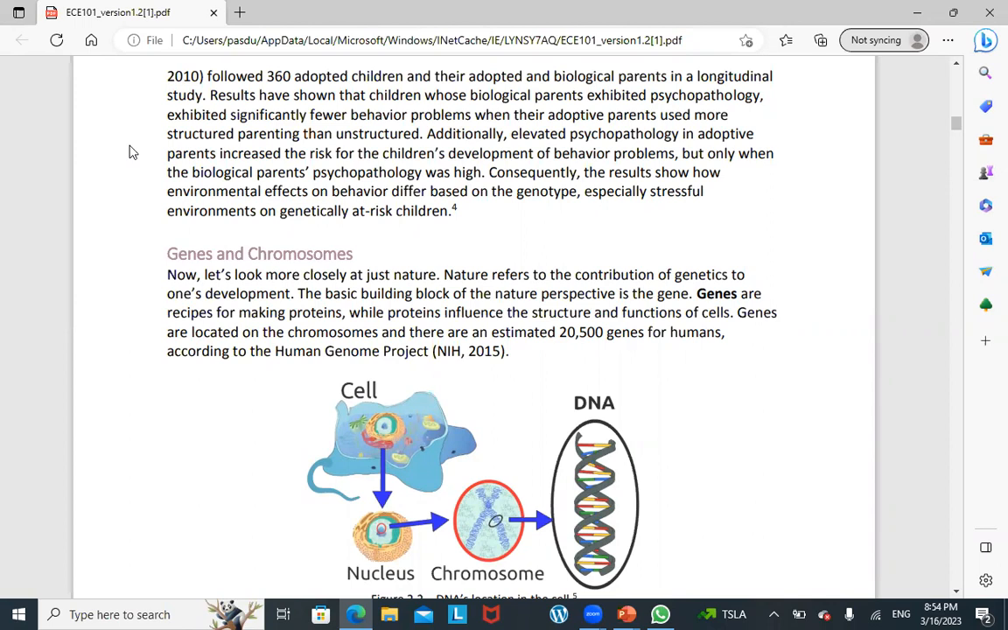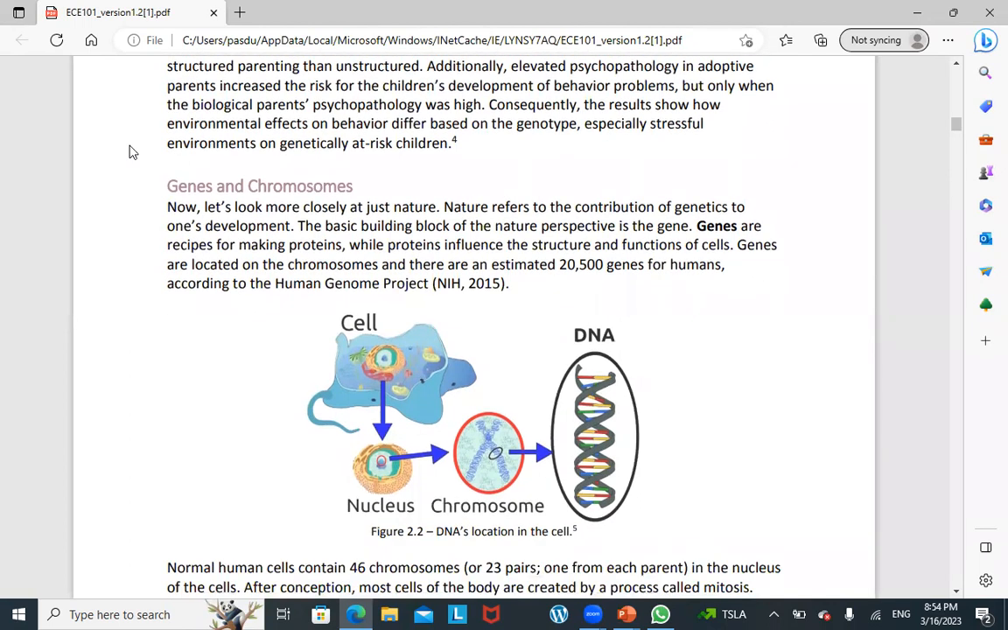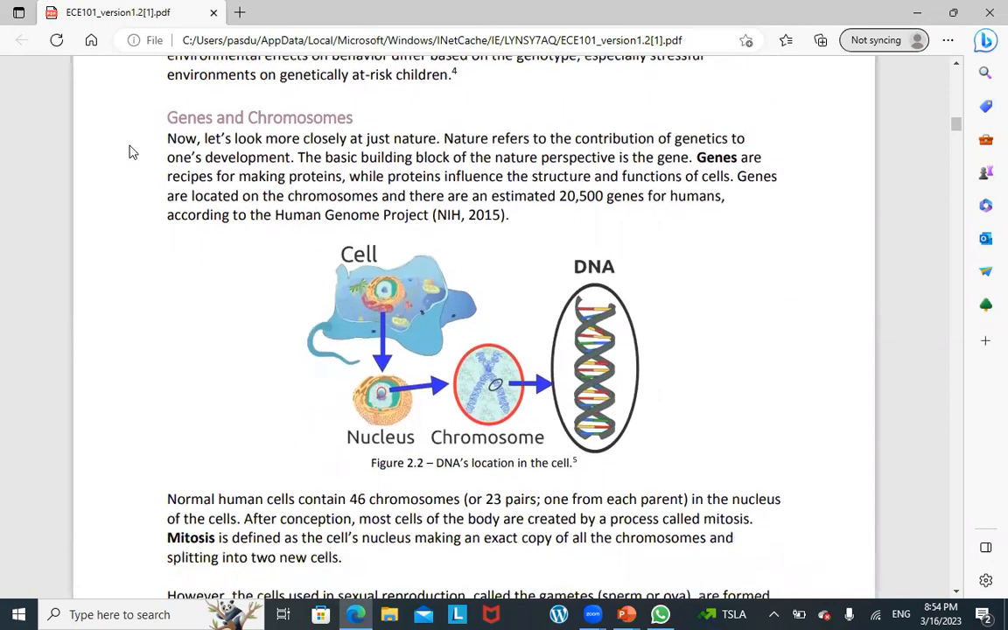Now, I don't know whether you understood what a gene is and what a chromosome is. Did you understand? Did you understand what is a gene and what is a chromosome? Yes, sir. I have some idea about it, but we can go through the notes now, sir, after you send them.